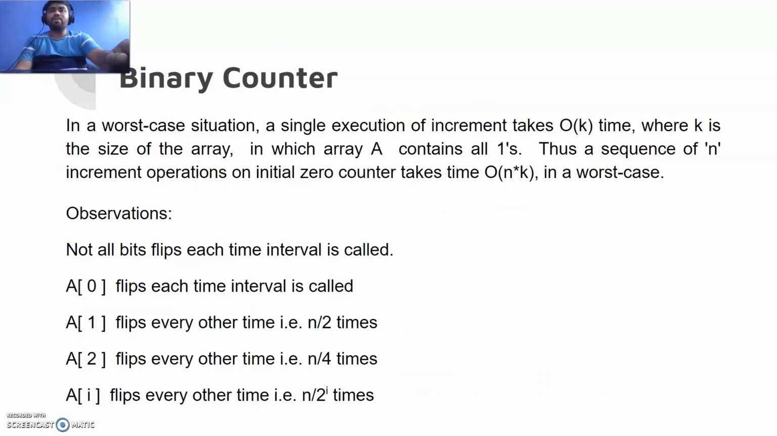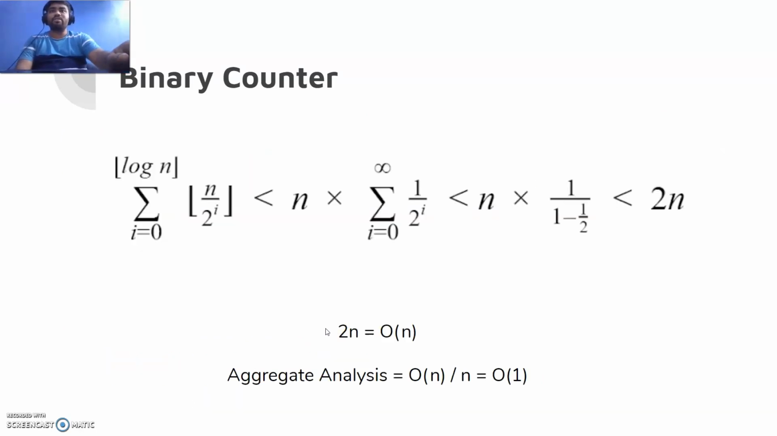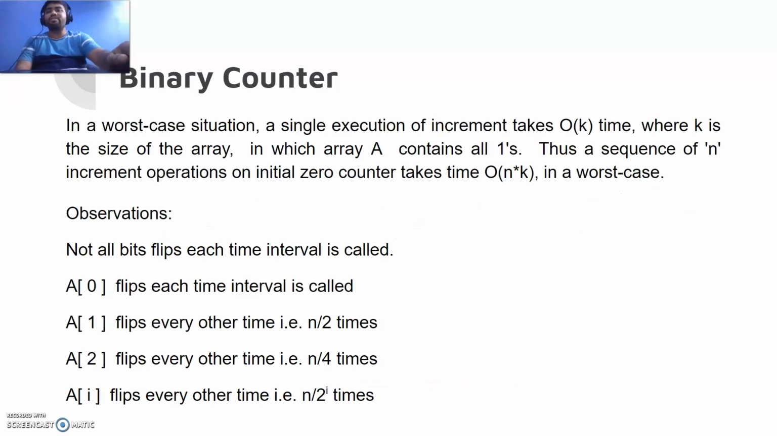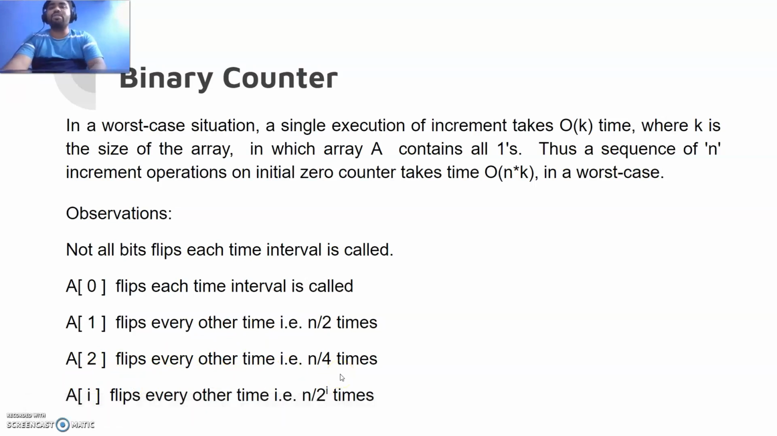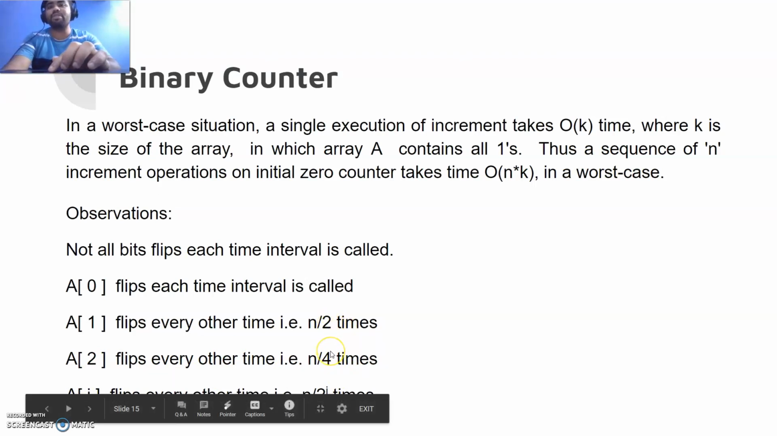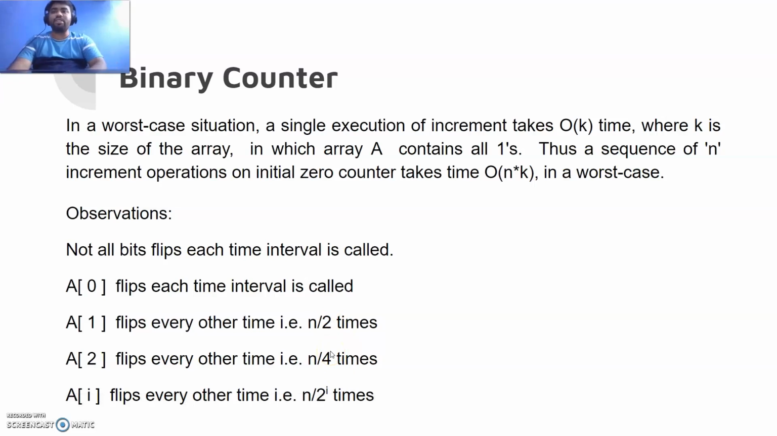Right, so now we can have a relation between the position of the bit and the number of times it flips. So what kind of relation can we have in this case? If we are talking about the ith bit, how many times is it going to flip? It's going to flip n by 2 raised to i times, because this is n by 2 raised to 0, this is n by 2 raised to 2 for the second position. So for the ith position, it's going to flip n by 2 raised to i times.